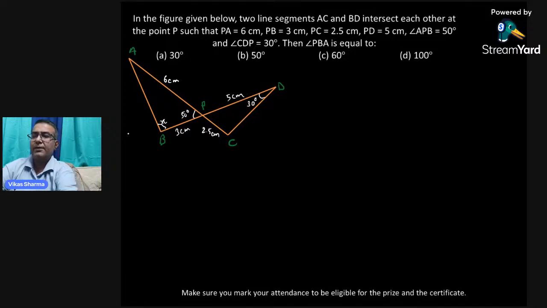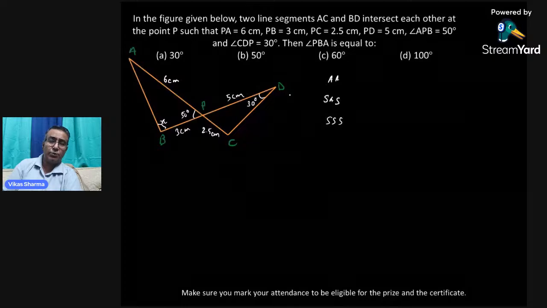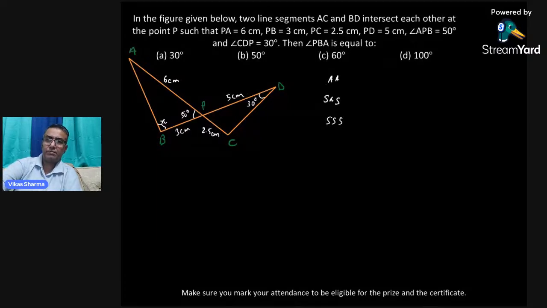Okay, so there are 3 criteria to prove that the triangles are similar. There is the AA criteria, which means if 2 angles are equal, then obviously the third is also going to be equal and the 2 triangles will be similar to each other. There is the SAS criteria, which means that if 2 sides and an included angle is given, then the 2 triangles may be similar. And there is the SSS criterion, in which in the 2 triangles, if the ratio of the corresponding sides is the same, then the 2 triangles are said to be similar to each other.